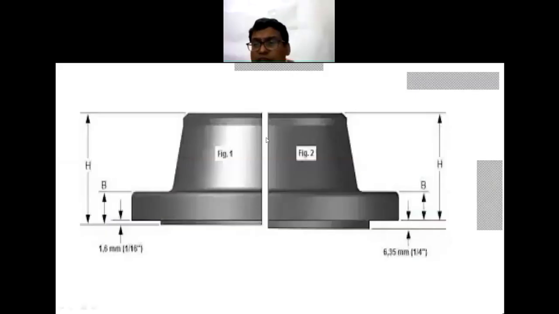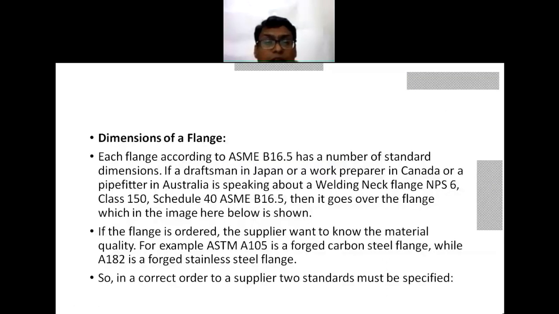Now the dimensions of that flange are specifically defined. That is the H which is available, B which is defined, this raised face is also defined. So all these dimensions are to be defined. Each flange according to the ASME B16.5 has a number of standard dimensions. This is related to the dimensions of flanges.